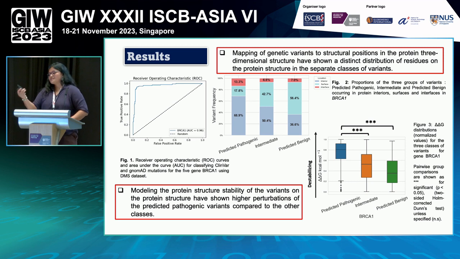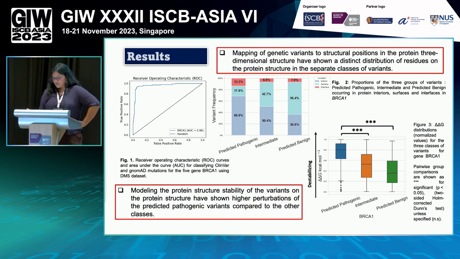Since time is limited, this is only a part of the structural work we are doing now. After we classified the variants into the pathogenic groups, the variants having an intermediate effect, and the benign group, we can see that the pathogenic variants show a very destabilizing energy compared to the benign group. And we can see a large amount of variants from the pathogenic groups located in the interior regions or the interface region of the protein.